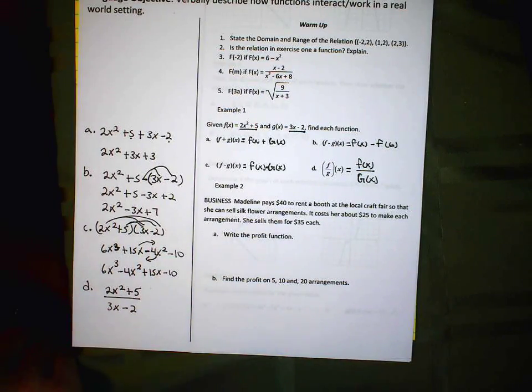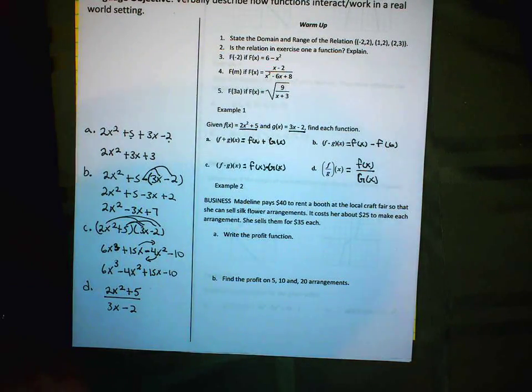Example number 2 says we need to write a profit function and then we need to find the profit of 5, 10, and 20. So let's read the question. Business: Madeline pays $40 to rent a booth at a local craft fair so that she can sell silk flower arrangements. It costs her about $25 to make each arrangement she sells. She sells them for $35 each.